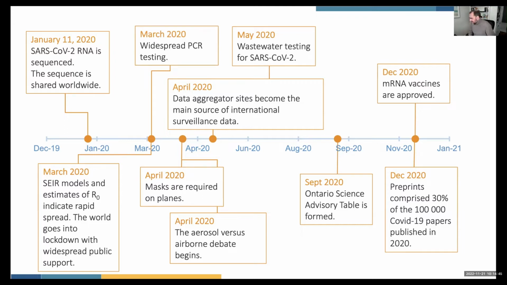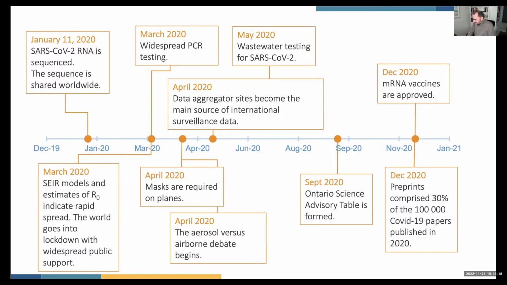Then RNA vaccines, and then the whole idea of preprints. 100,000 papers in the first year, and preprints were 30% of those. So preprints were in other fields, but I think in some of our fields, we weren't really using preprints before, but now it's changed quite a bit. So I'll pause there. That's just trying to set the tone for the next 20 minutes of discussion.